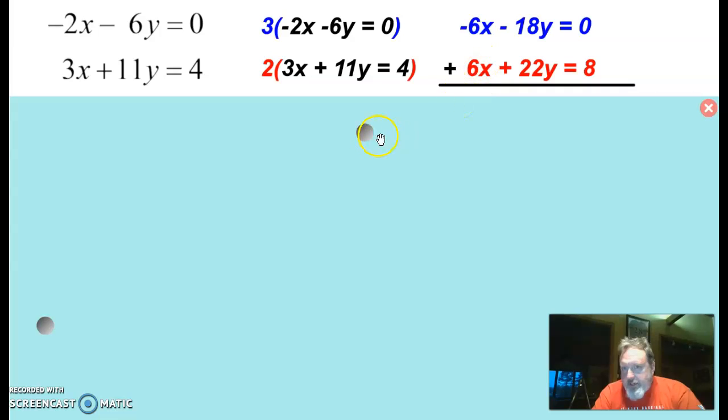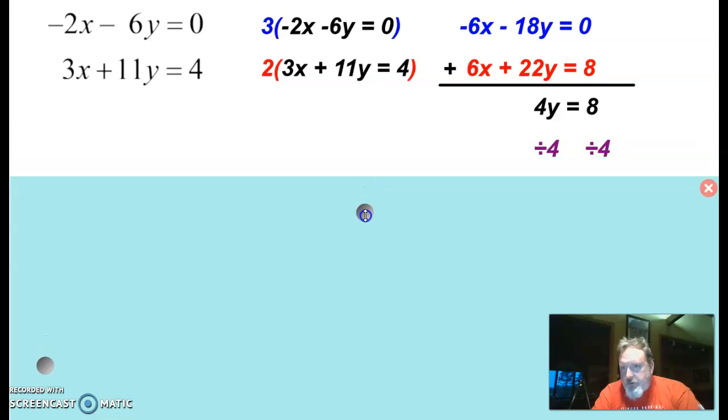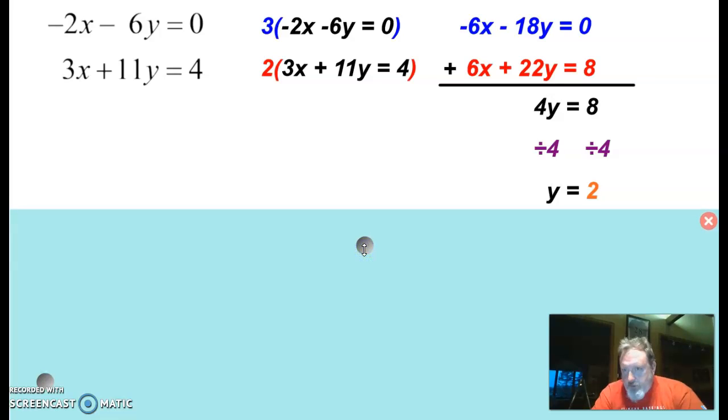Now from here, we know what to do. Since they're opposite signs, we're going to add. So the x's cancel out. We get 4y equal to 8. We will divide by 4, and that will give me y equal to 2. At this point, I'm halfway home.